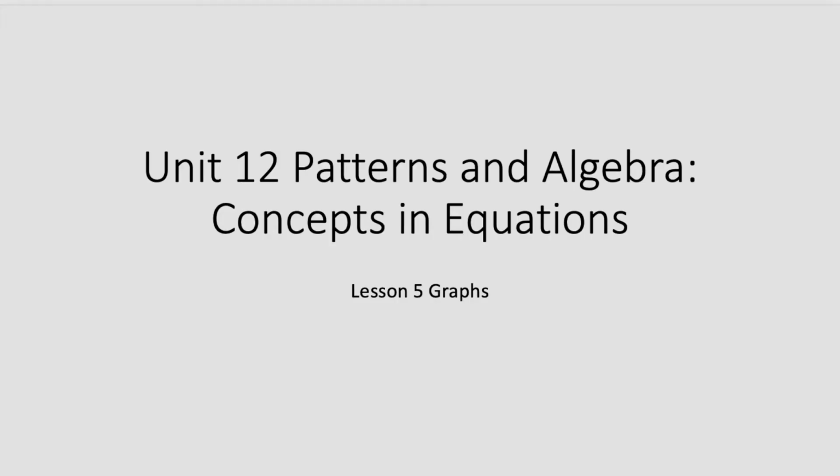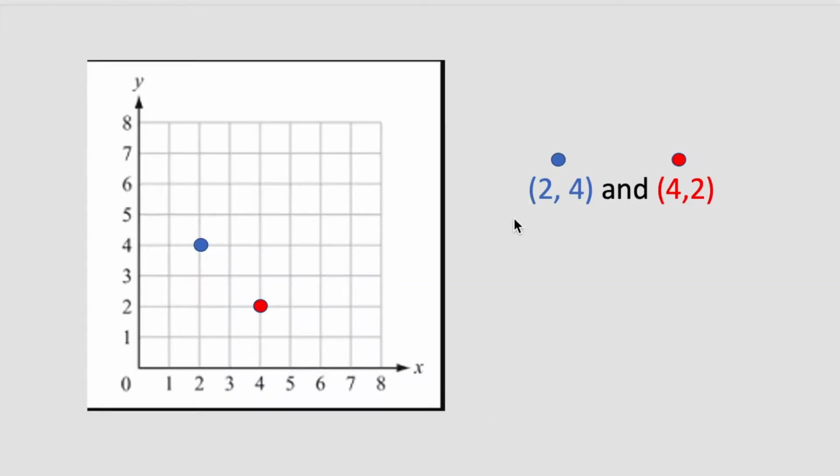At the coordinate plane, and this is just a review. So I have the coordinates here, 2 and 4, and then I have 4 and 2. And these have very different points on the coordinate plane. So the order does matter. This first number here is going to go on the x-axis.